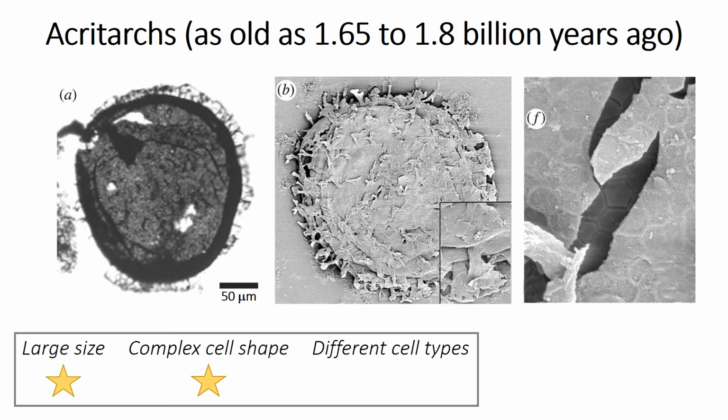Did they have different cell types? Well, acritarchs are single celled, so this doesn't really apply. The verdict for acritarchs is then, well, yeah, most people accept acritarchs as pretty conclusive, pretty likely eukaryotes.